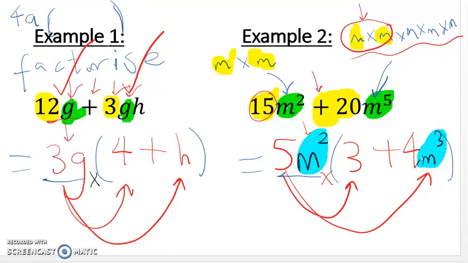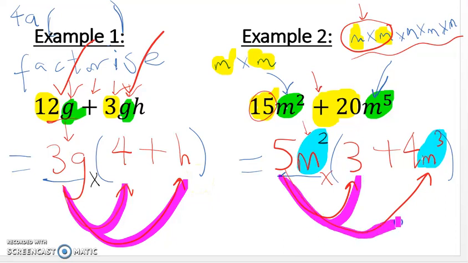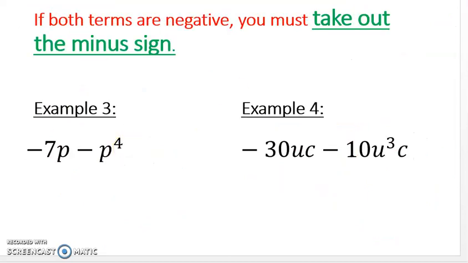I should see, or you should be able to tell me that, yes, I checked. I expanded the brackets and multiplied them out when I finished factorising just to make sure they were correct. That means you really shouldn't get a factorising question wrong if you always do a check. All right. This is very important. Okay, it's sort of like a new piece of information for year 8, I'd say especially. If both terms are negative, you must take out the minus sign.